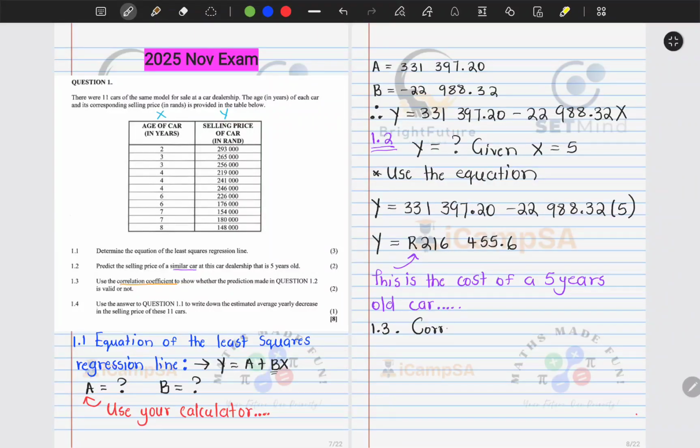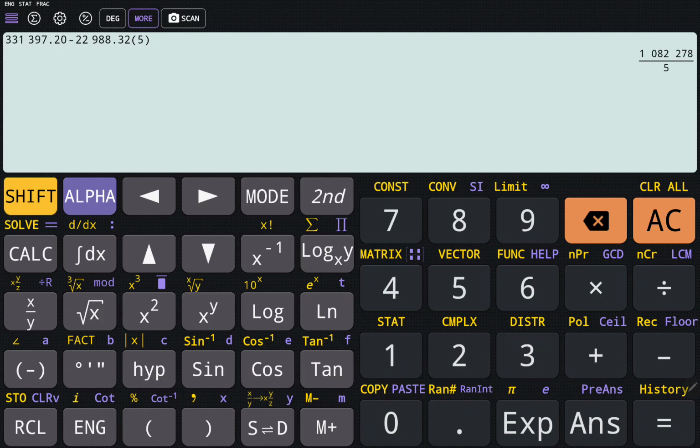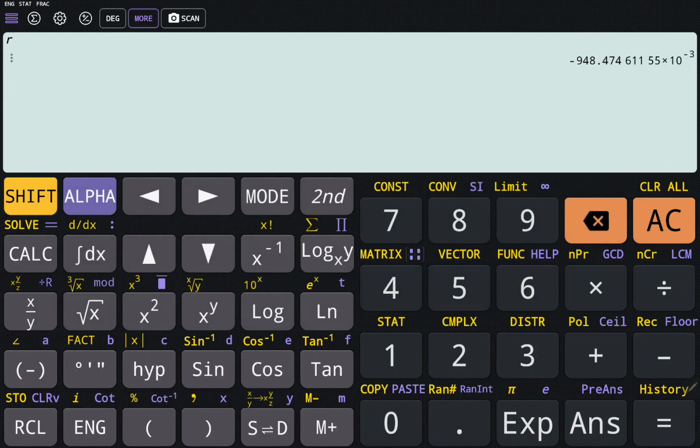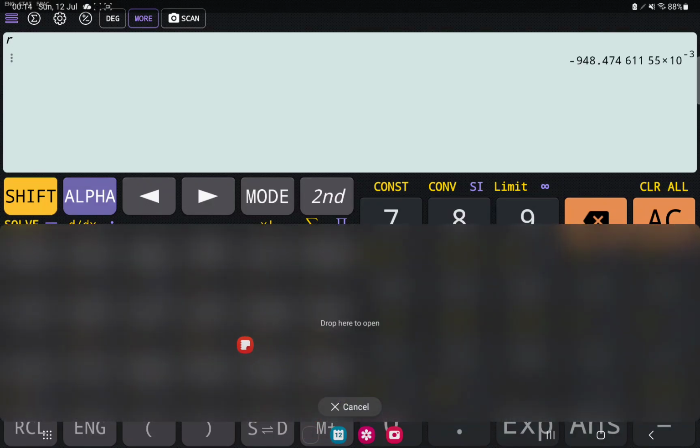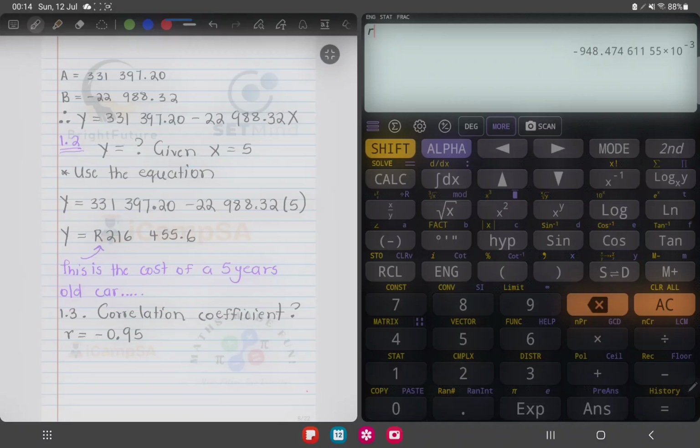The first question we need to ask ourselves is, what is the correlation coefficient? Because if the correlation coefficient tells us that this is strong, then we can believe the approximation of this equation. So let's quickly go to our calculator. I will need shift 1, and I need the correlation coefficient, which is R. And look at our correlation coefficient, R. You will see that R will be equal to negative 0.9. If you round off to 2 decimal places, that is just going to be 5. Okay, so that is what we have.